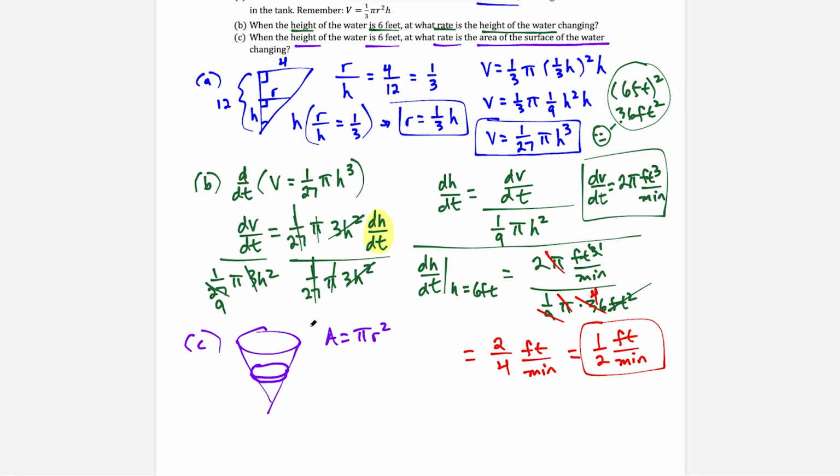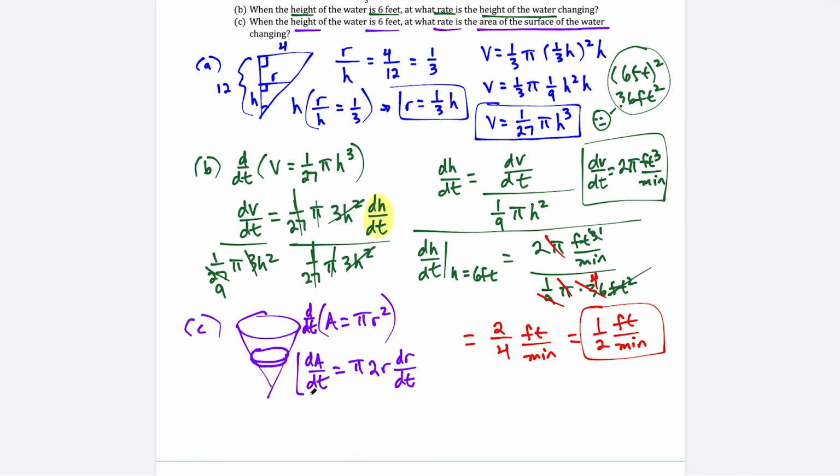So with this equation here, we're going to take the derivative with respect to time of both sides. And on the left side, we're going to have dA dt. And on the right side, we're going to have the derivative of pi r squared. So we're going to have pi times the derivative of r squared, which is 2r dr dt.